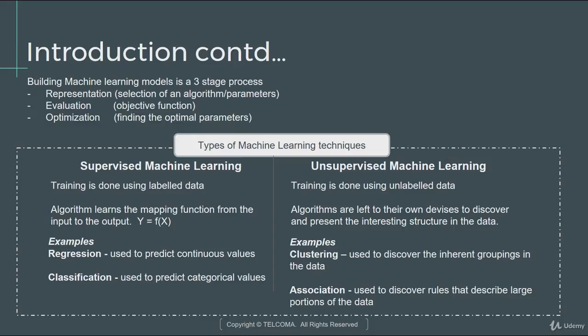So you would say an association saying that whenever you buy bread, there's a very high chance that the person will also buy eggs, because you see an association between bread and eggs. So whenever, out of 100 times when a person has bought bread, 75 times he's also bought eggs. That's an association you're trying to define. So this is the way you actually understand and discover rules that describe large portions of the data.